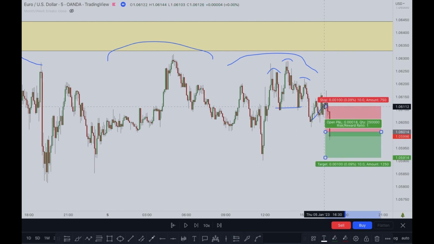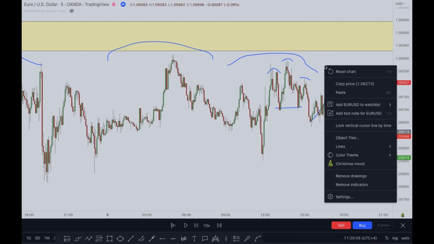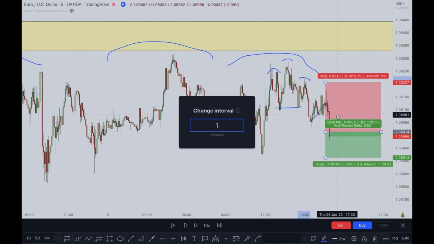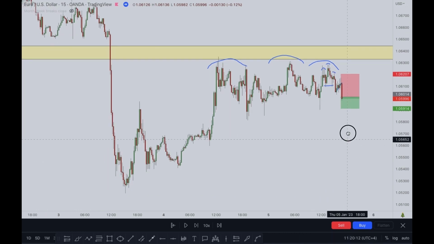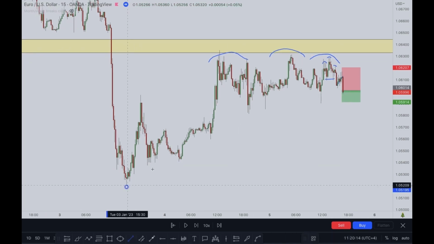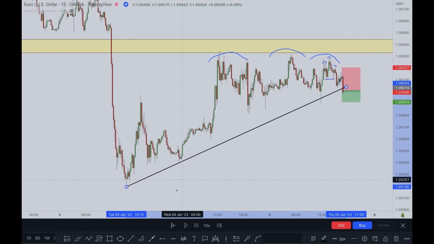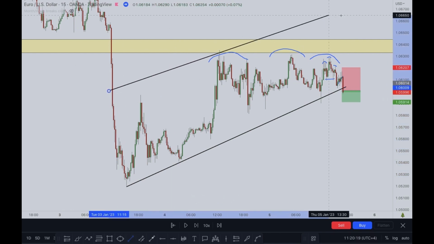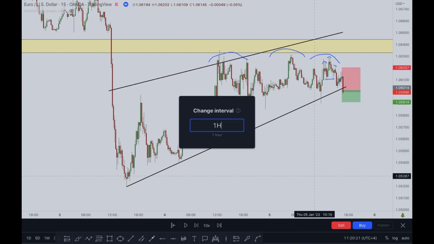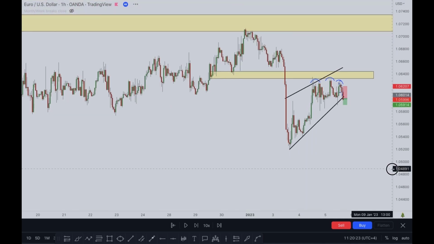So we got in somewhere here with our stop loss here, and then we went on the 15 minutes time frame to spot our take profit, right? Looking at this, we also had this trend line. This was a nice flag pattern that we also spotted. Let's go on the 1 hour time frame and then you'll get to see.